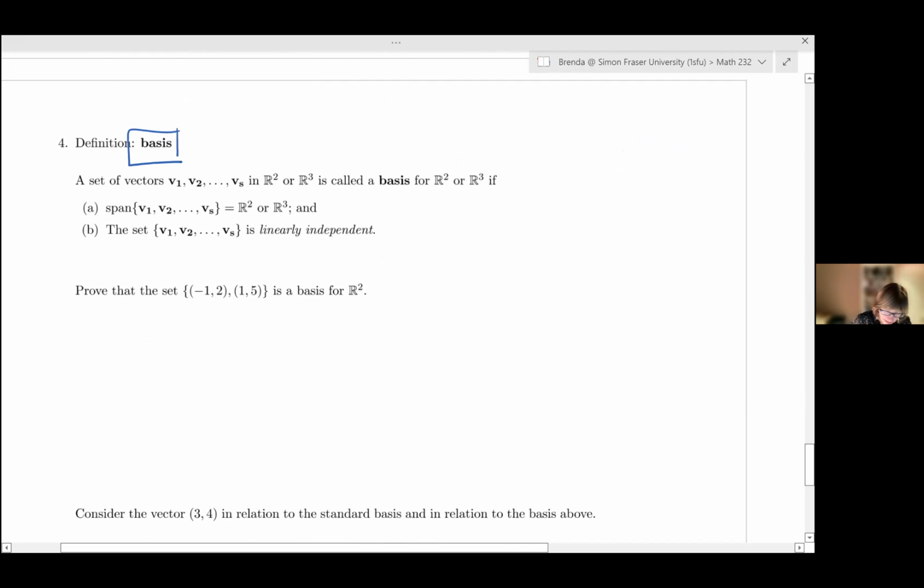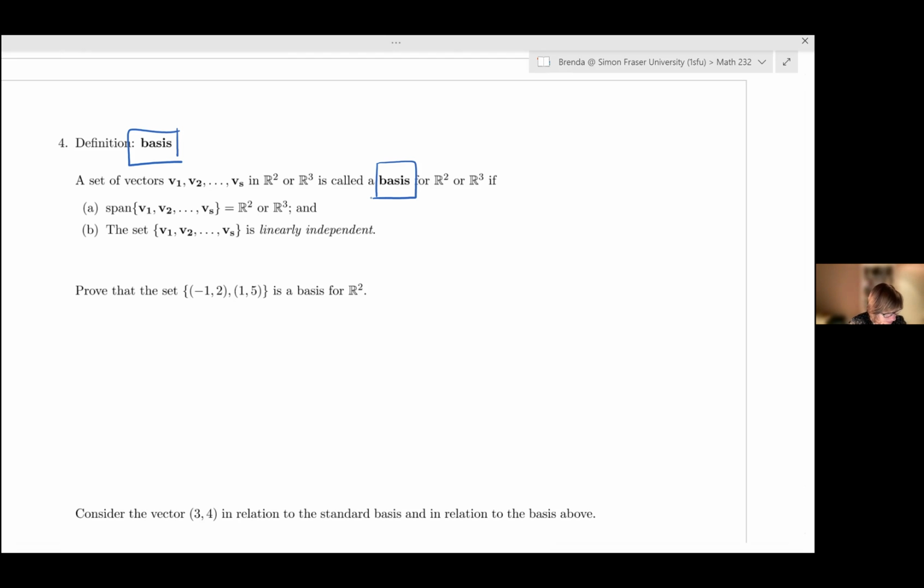Okay, a set of vectors is called a basis. A set is just a collection. So we imagine we have some collection of vectors, and then we want to know, is this a basis for R2 or R3? It is a basis if the span is R2 or R3 and they're linearly independent. So to be a basis, both of those conditions have to be met. It has to span the space and the vectors have to be linearly independent.